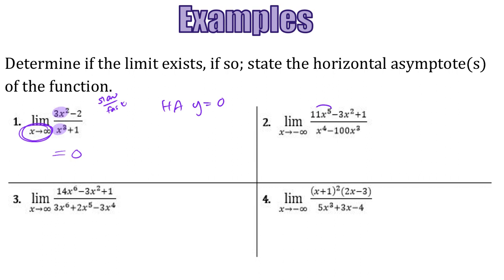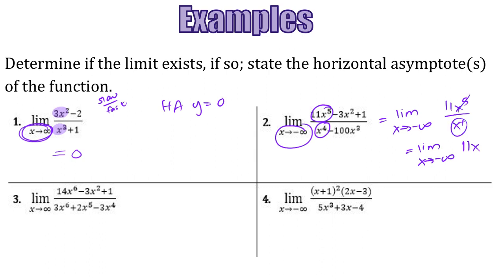On number 2, I have 11x to the 5th and I have x to the 4th, and we're approaching negative infinity. So as we go towards infinity, those are the only two terms that really matter, 11x to the 5th over x to the 4th. If I simplify here, I'm getting the limit as x approaches negative infinity of 11x, right? Because 4 of these can divide out. Well, this is going to be what? 11 times negative infinity. This is approaching negative infinity, or it does not exist. It does not exist and negative infinity mean the same thing.